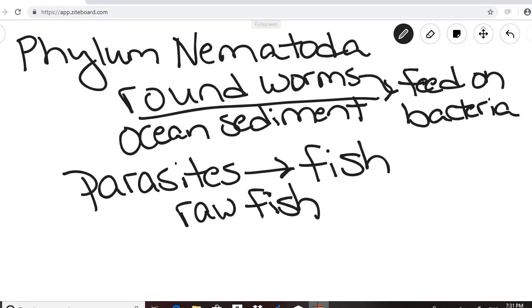You can also get tapeworm, and I'm going to show you some of that in a moment, or if we have time. But phylum Nematoda they can be parasitic, and you can get them by consuming raw fish. Okay.